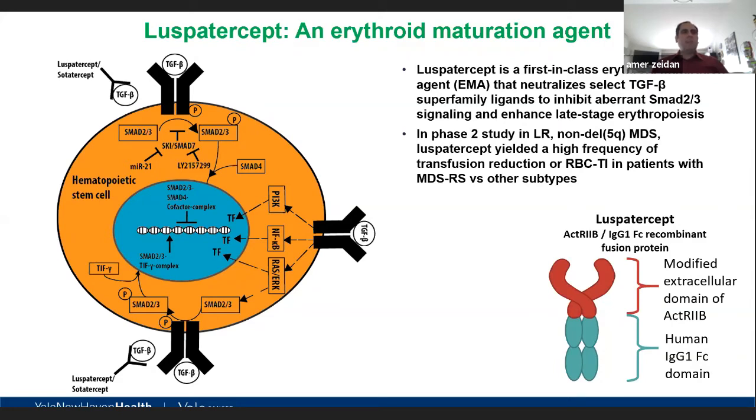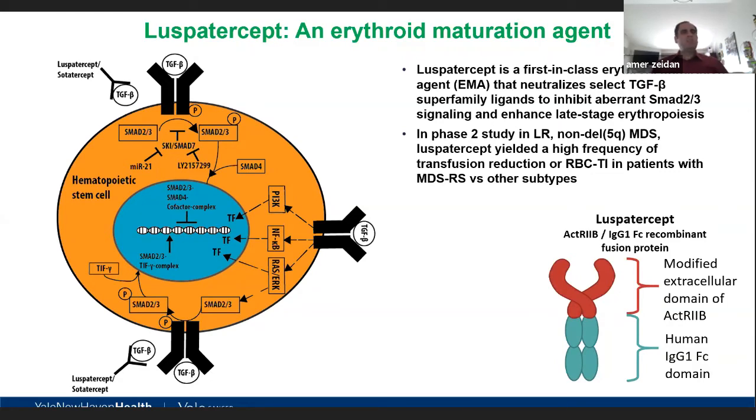So it actually helps the red blood cells mature to full red blood cells and not die in the bone marrow by targeting a pathway called the transforming growth factor pathway. And this was shown initially in a phase 2 trial to be very helpful to some patients, where the response rate was around 40%, causing transfusion independence.